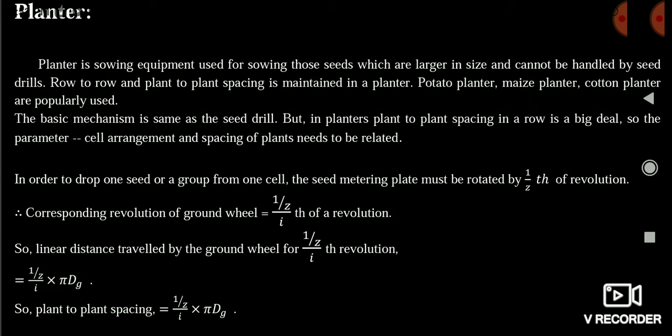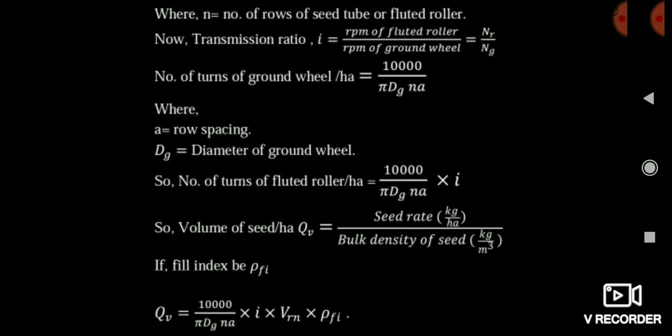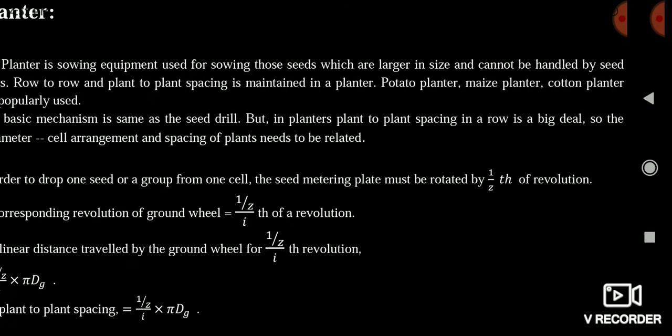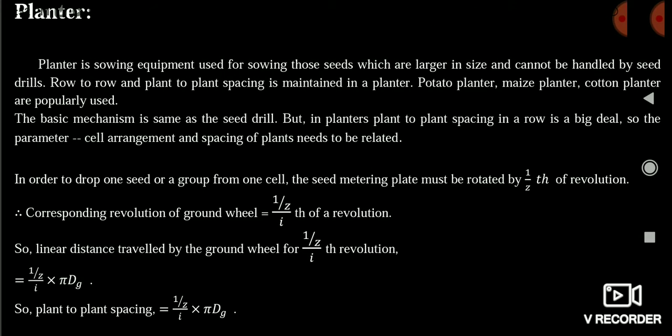And for calculating the amount of revolution of the ground wheel, we have seen here the transmission ratio I is the ratio of RPM of fluted roller divided by the RPM of ground wheel. So the RPM of ground wheel is equal to RPM of fluted roller divided by I. Similarly friends, here 1 by z is the revolution of seed metering plate or fluted roller.